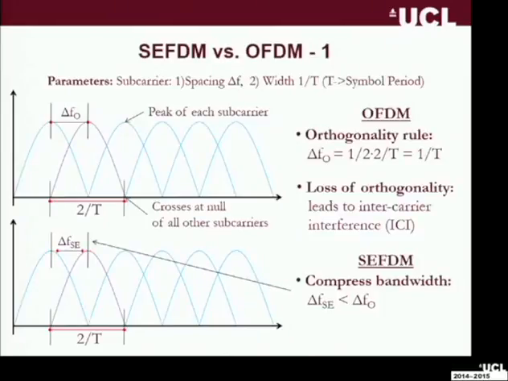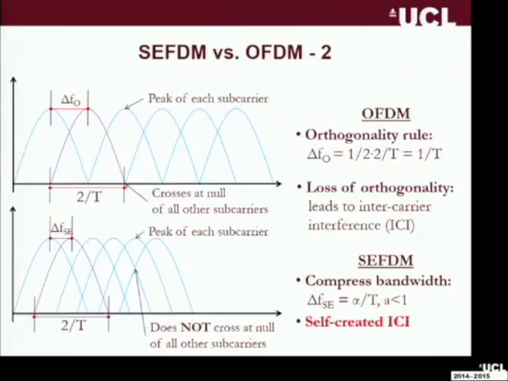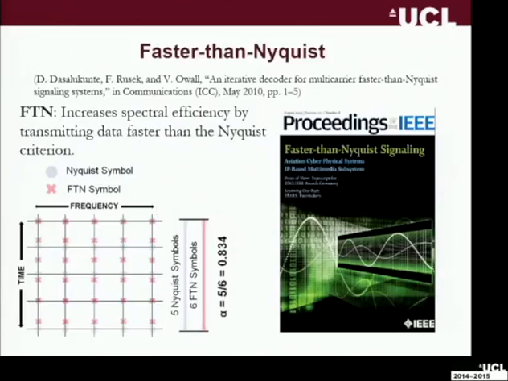Just a very brief comparison and animation, again, of SEFDM versus OFDM. The orthogonality rule discussed before is delta F times T equals 1. We are deliberately violating it in SEFDM by squeezing the subcarriers closer together. So the data rate is exactly the same, but the frequency spacing between each subcarrier is less. As a result, we get self-created interference. Okay? So what I just described about SEFDM is working in the frequency domain. But frequency domain and time domain are reciprocal. So FTM is actually the reciprocal of SEFDM in some ways.